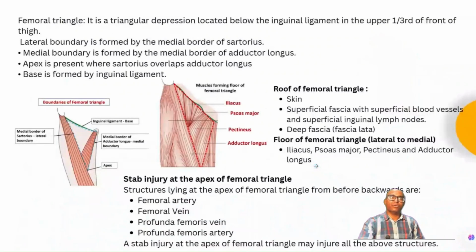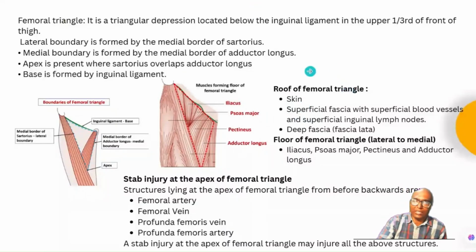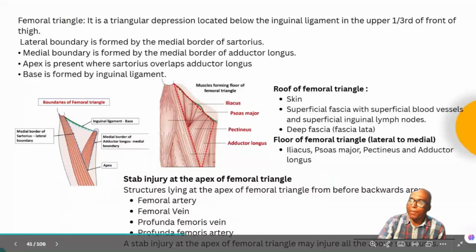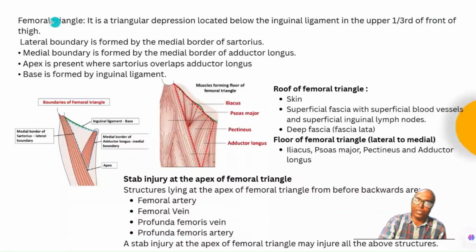Okay. Now, the most important from the examination point of view is a femoral triangle. Always there is one question on this. Now coming to the femoral triangle. It is a triangular depression located below the inguinal ligament in the upper one third in front of the thigh. So this triangular portion in the upper one third of the front of the thigh forms the femoral triangle.